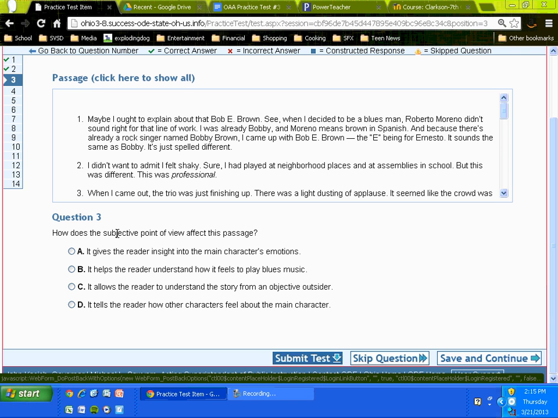It tells the reader how other characters feel about the main character. Okay, so you're getting rid of D. Why? Because it's in first person, so you don't know how they feel about that. Correct. First person excludes those sorts of perspectives. Very good. How about another one? Maddie, can you get rid of another one of those? A, B, or C we have left?